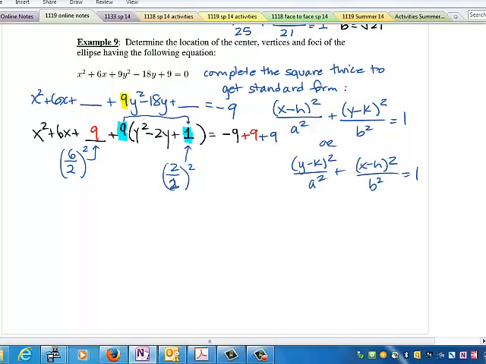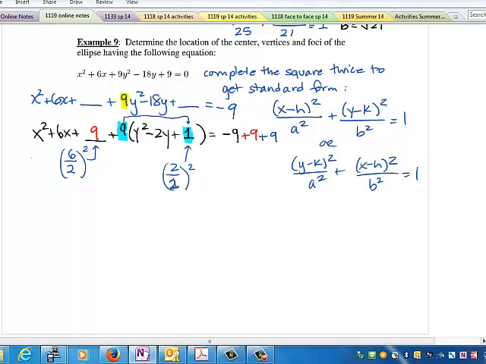I was going to say that if I had looked back here and taken the 18, I would have taken half of 18, which was 9, and squared it. I would have added 81, and that's not what we wanted. So it's really important that you factor that coefficient out first, and when you decide what to add, you look at the new coefficient on the y, take half of that and square it.